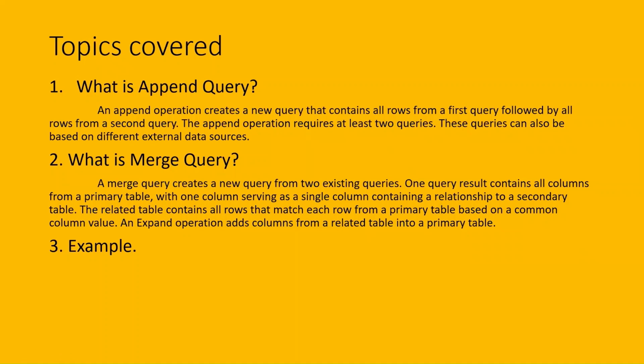With an example. To briefly explain about these two queries, an append query allows the users to create a new query with all the rows from the first query followed by all the rows from the second query. Whereas merge query allows the users to create a new query which contains all columns from the primary table and only selected columns from the secondary table. But remember, with one column serving as a relationship between the two tables. So this is how the merge query works.